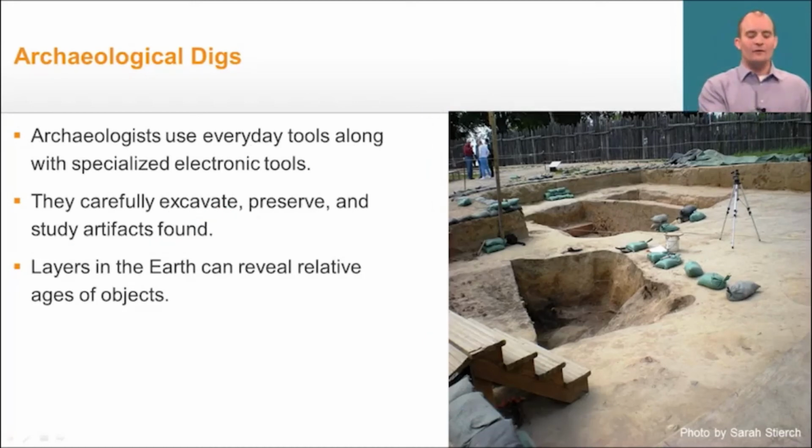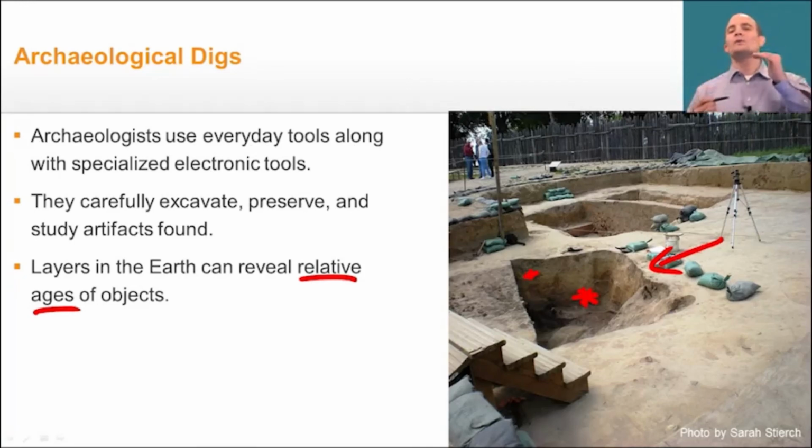Now, the layers of earth can reveal the relative ages of objects. This is pretty important. Let's take a look at this dig right here, where if they're digging down and a foot down, they find an artifact right here, okay? But they dig down another foot and they find another artifact right here. Well, using this idea of relative ages, the deeper you dig down, the older the artifact will be. So this artifact would be older than this artifact because it is deeper in the ground. That's what we're talking about when we say relative age.